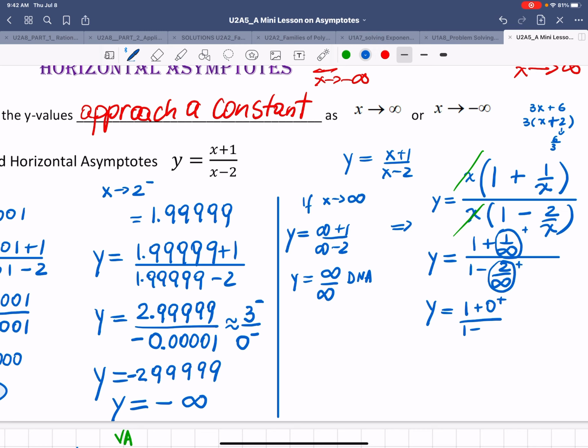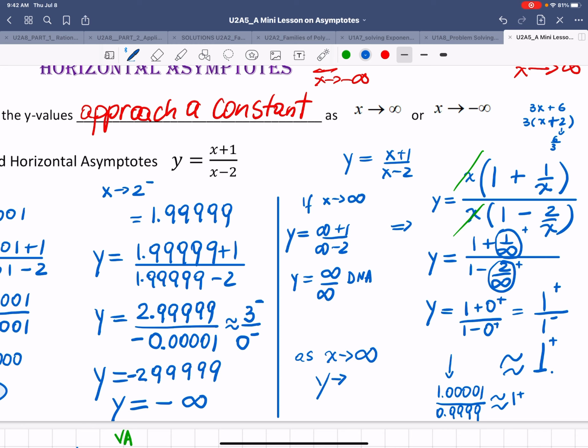2 over infinity, a 0 plus. Which means that here we're going to have a number slightly bigger than 1. Here a number slightly less than 1. And 1 divided by 1 will give approximately 1. If you were to divide these two numbers, then you would have had 1.00001 over 0.9999. So that will give us approximately a number bigger than 1, which tells us that as x approaches infinity, the y values will approach number 1 from above it.